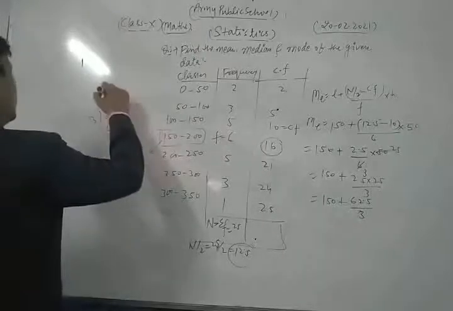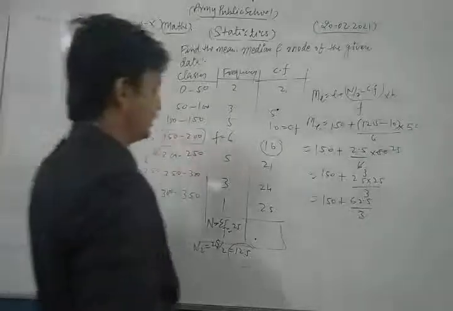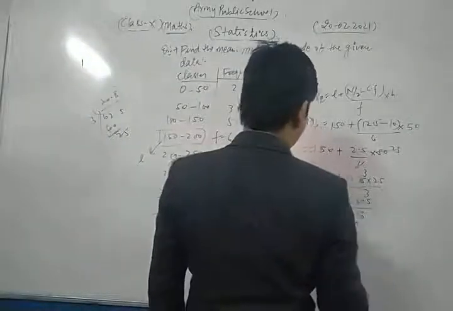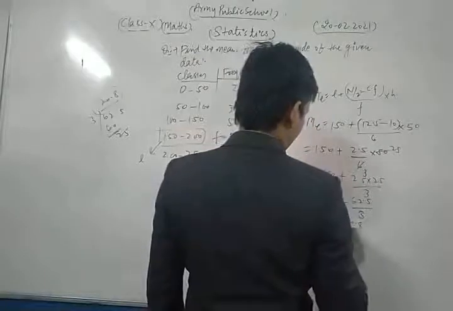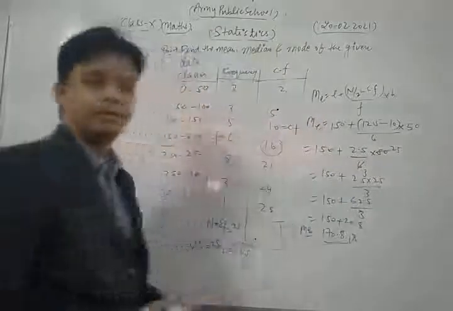Now we divide and add: 62.5 upon 3 is 20.8. This is 150 plus 20.8, that is 170.8, which is the median of the given data. This is the first answer.